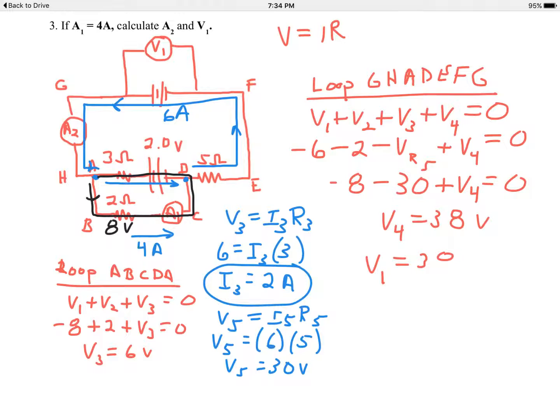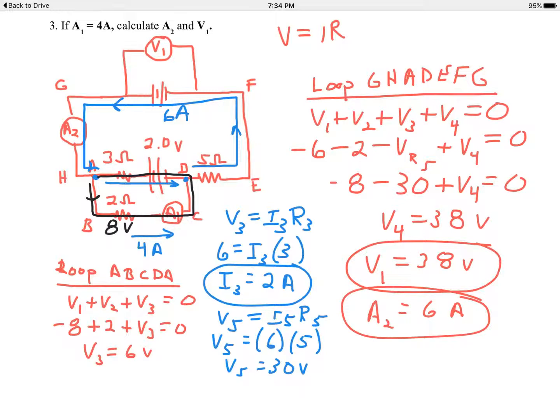So we just successfully solved the problem. We have V1, 38 volts, and we have the current A sub 2, the meter A2, which will be 6 amps. So there we have it. It all falls into place right there at the end. We've solved for the current in that upper branch and the voltage of that unknown battery. Kirchhoff's laws, once again, are very useful laws in solving some of these more complex circuits.